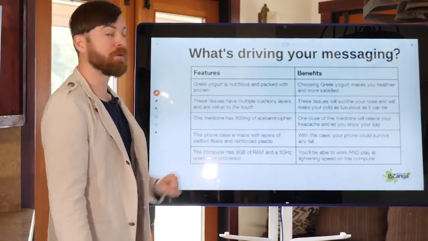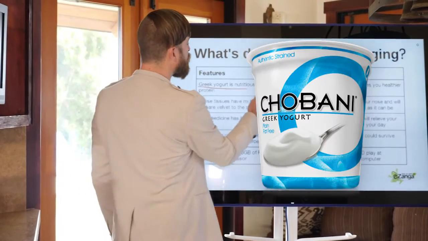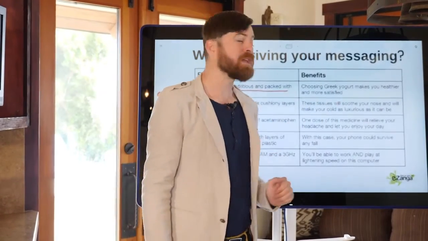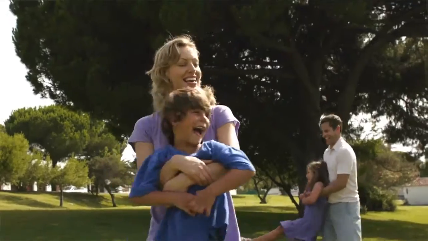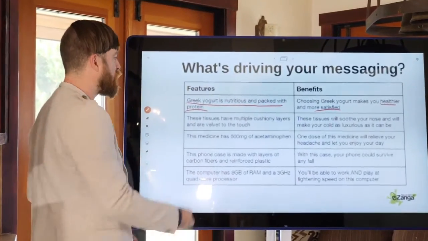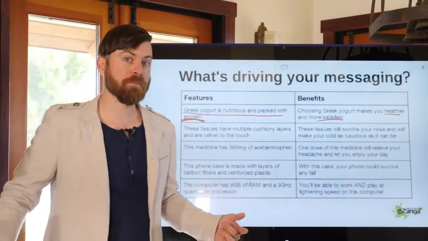So here's a few other examples of features versus benefits. So you could say a feature would be Greek yogurt is nutritious and packed with protein. Whereas a benefit would say choosing Greek yogurt makes you healthier and more satisfied. Different, right? The old school marketing thought was that if you say it has a lot of protein in it, people would jump to the conclusion for themselves.